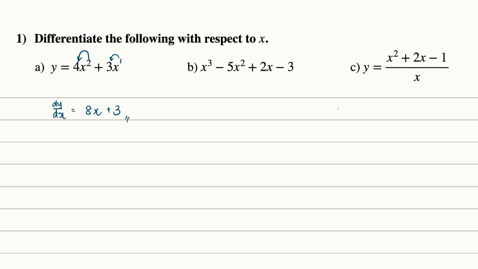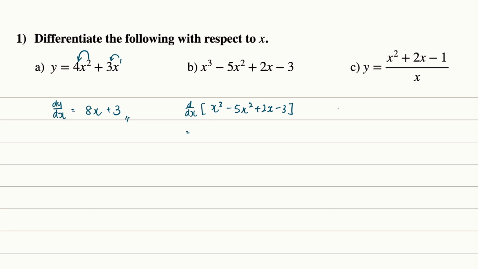In part B, you realize that y is not present in this expression. But not to worry, how we can write it is d over dx of x cubed minus 5x squared plus 2x minus 3. And we can then start to differentiate term by term for this expression.